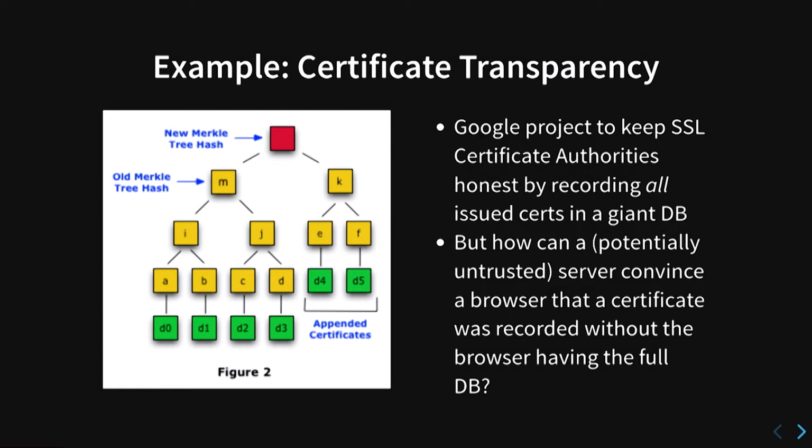The problem is, though, that this database is large, right? Every domain on the internet pretty much is going to have an SSL certificate now. How do you prove to a browser, from a potentially untrusted server, that this was logged, this was added to this transparency database? This is an application of Merkle trees, okay?